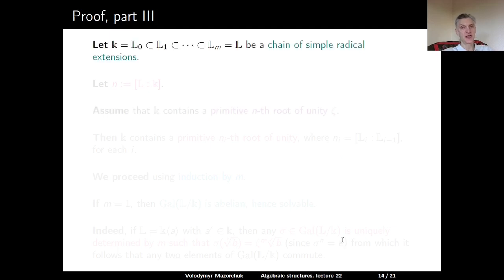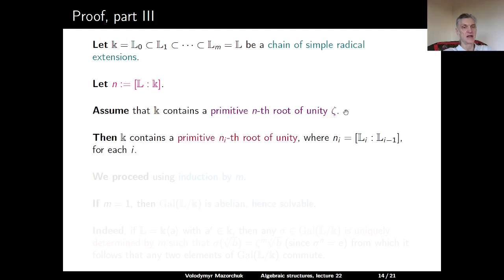Consider the corresponding chain of simple radical extensions which start from little k and go all the way up to capital L. And let n be the degree of this extension. Assume first that little k contains a primitive nth root of unity, which we denote by zeta. Then little k contains a primitive nth root of unity, where n_i is the degree of any intermediate step in this chain of simple radical extensions.